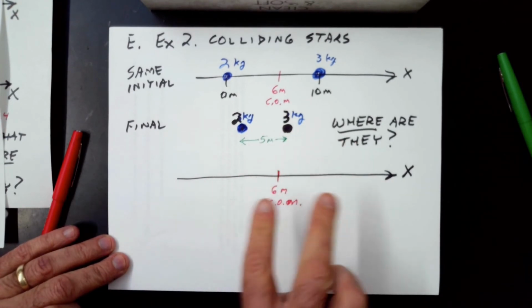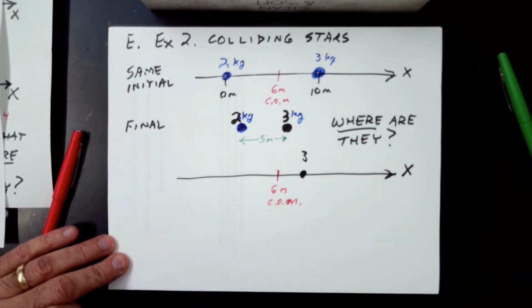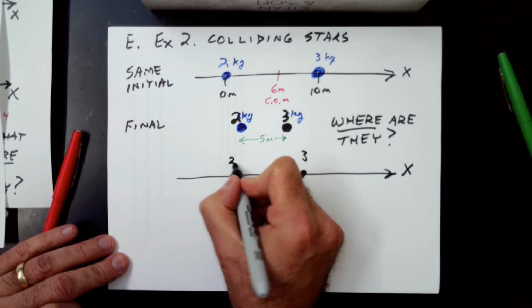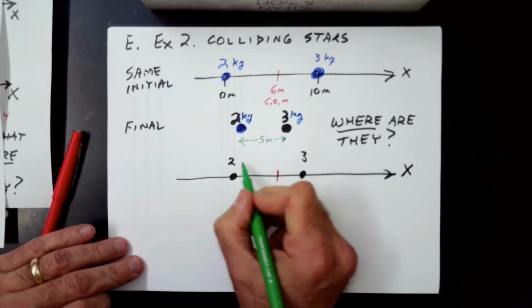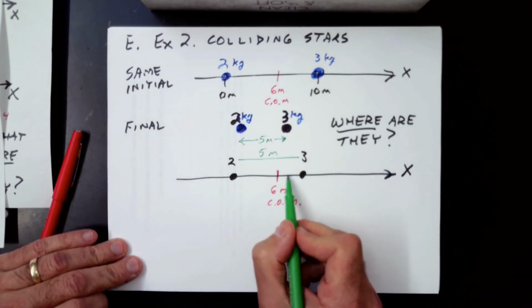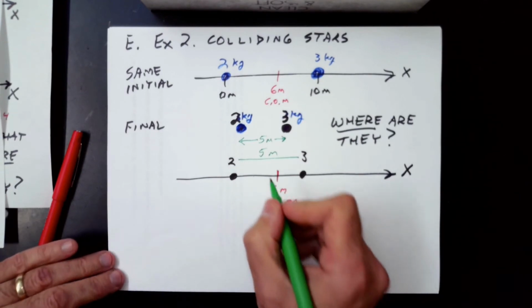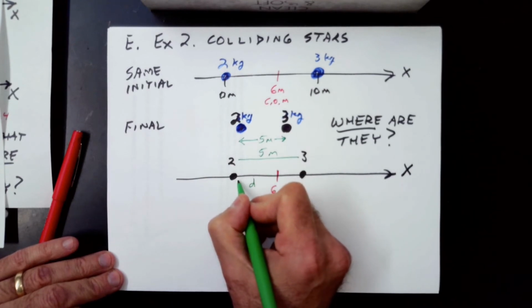Which one should I draw closer to the center of mass? Of course, the 3. So that's 3. And which one should I draw farther away? The 2. So exaggerate, 2. And this distance between them is 5. That distance is 5 meters. I just want to know what these distances are. I want to know where they are. Okay, so I think the easiest thing to do is to call this length d, from here to here.